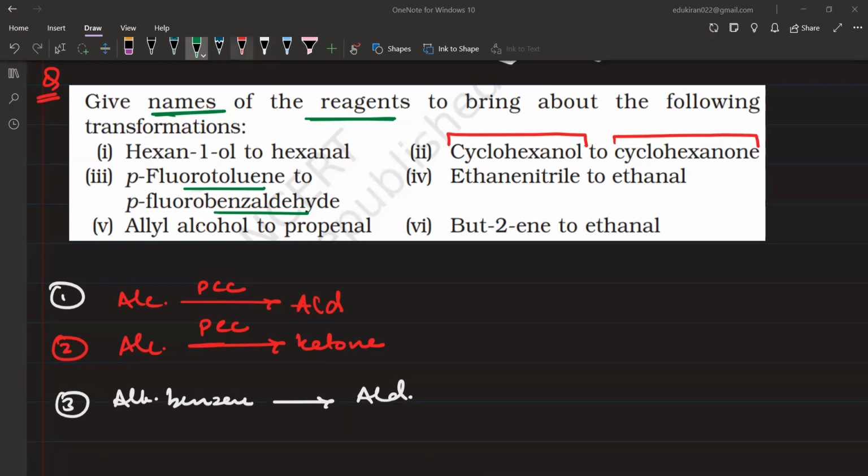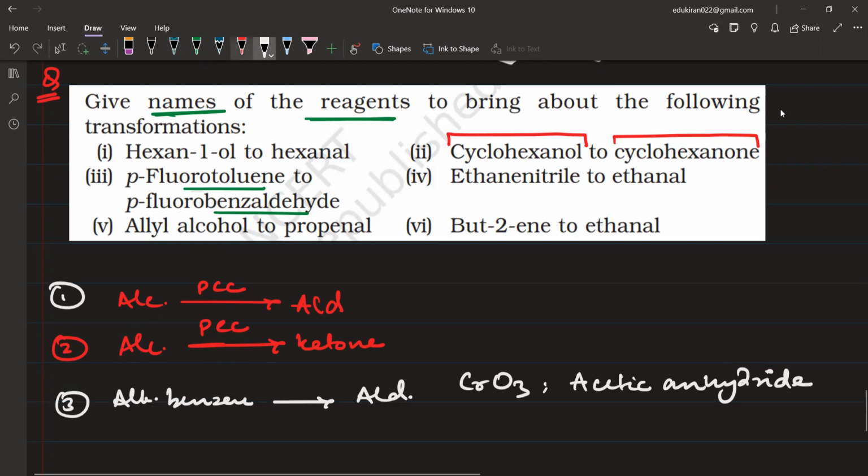Okay, for the third one, what are we going to use? We are going to use CrO3. अब आपको समझ में नहीं आ रहा है कि CH3CO होल्ड पर O क्या है, तो प्लीज याद रख लीजिए एसिटिक एनहाइड्राइड. Okay, CrO3 in the presence of acetic anhydride. Fourth one, you have ethane nitrile to ethanal. So from nitrile to aldehyde.